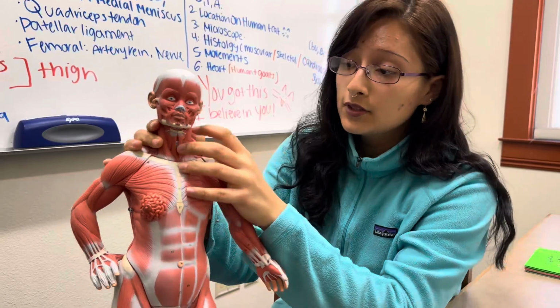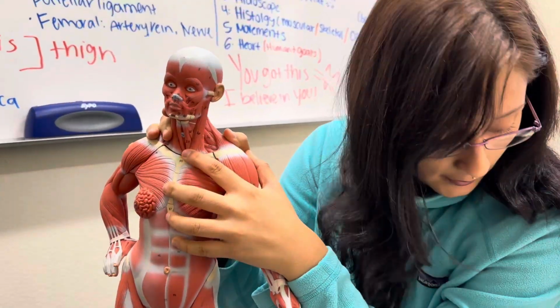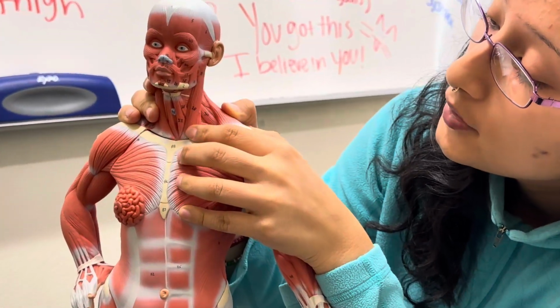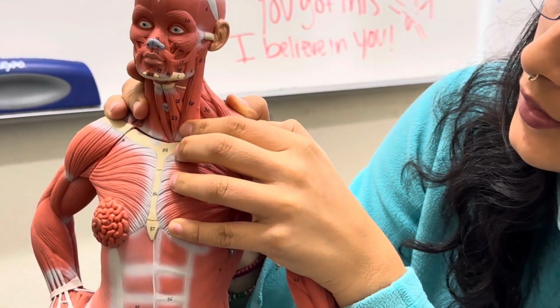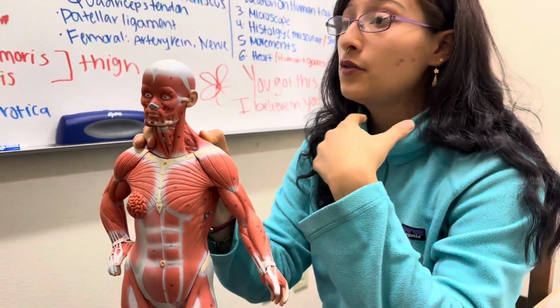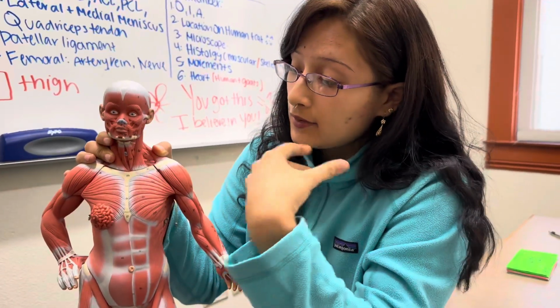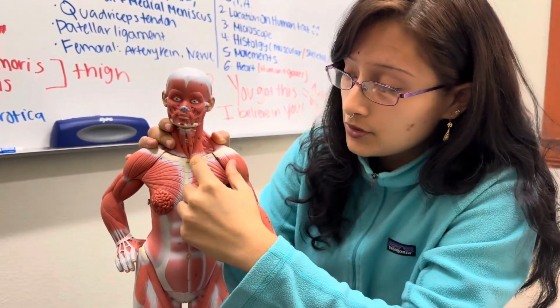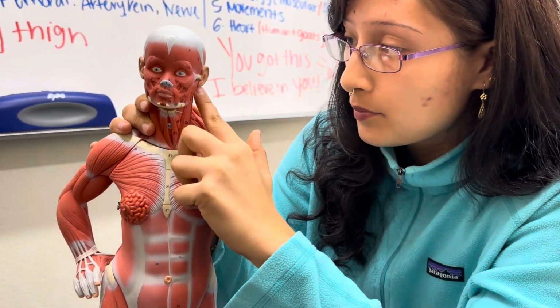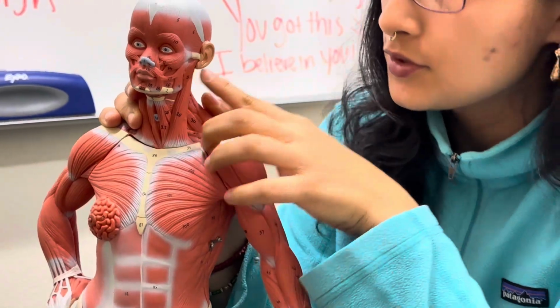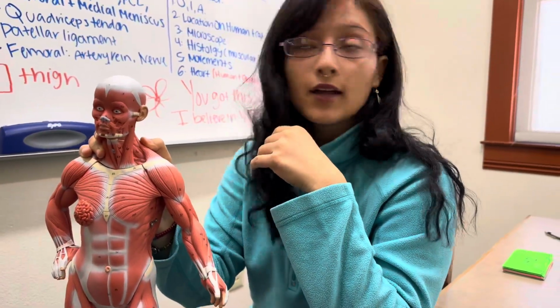Now we have the sternocleidomastoid. The sternocleidomastoid basically originates from the manubrium of the sternum and the clavicle, and it inserts to the mastoid process of the temporal bone, and allows you to technically rotate the neck or flex the neck.